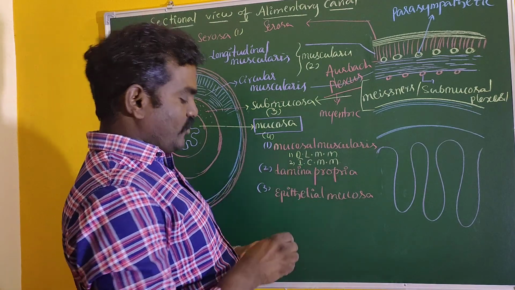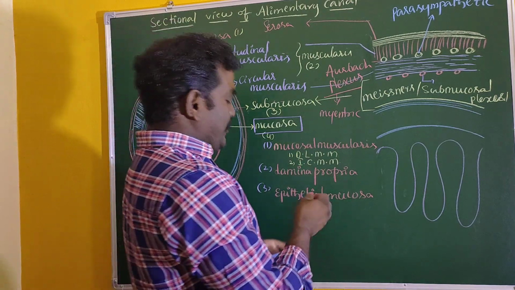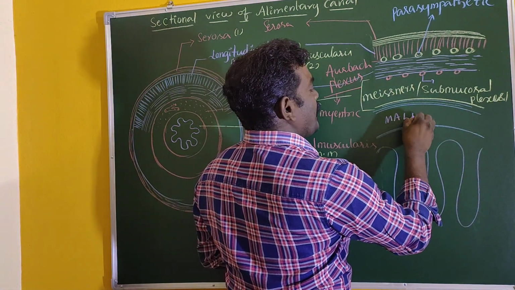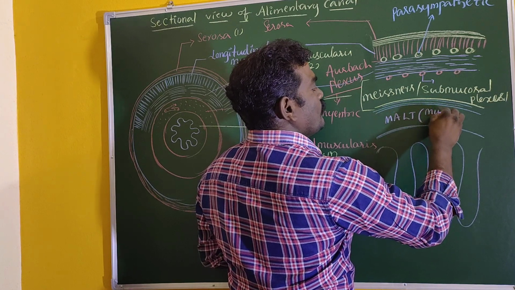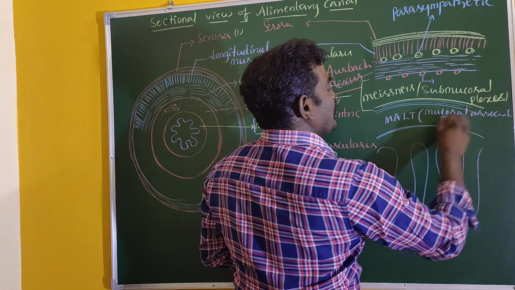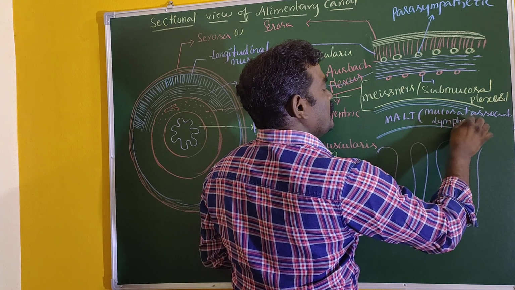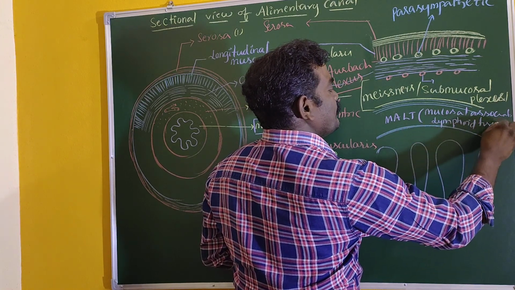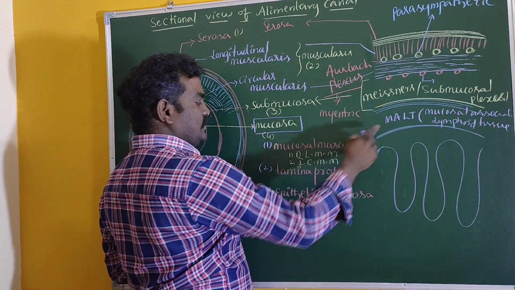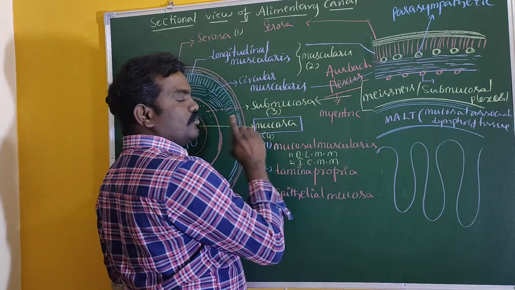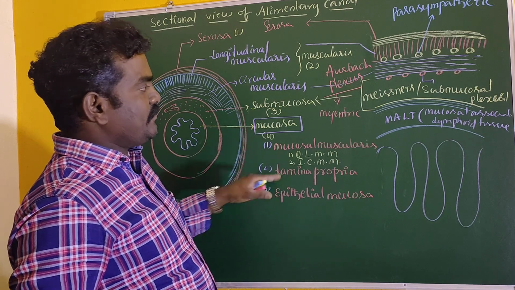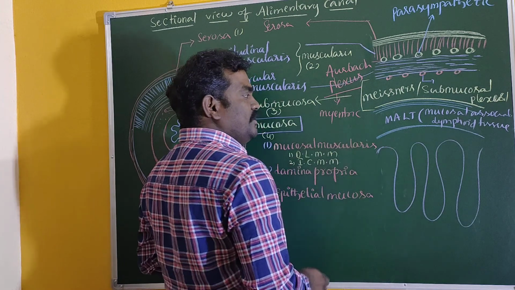The second layer is lamina propria. This lamina propria is very significantly noticed with MALT, which stands for mucosal associated lymphoid tissue. Mucosal associated lymphoid tissue is very specifically noticed in the lamina propria of mucosa. So this is the second layer, lamina propria, and it plays an important role in immunity.